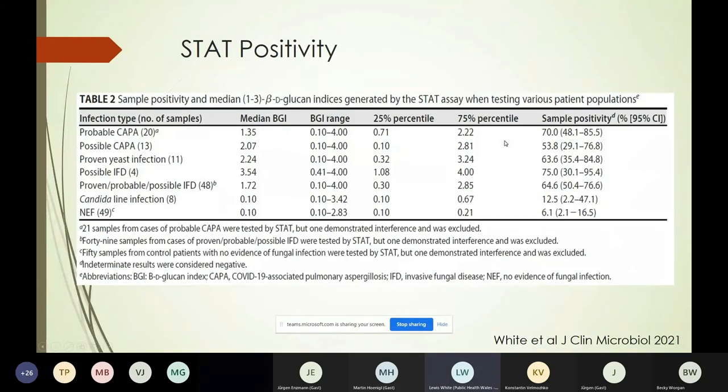STAT positivity rates were significantly greater in patients with defined fungal disease, such as probable or possible CAPA and yeast infections, compared to patients who had a Candida line infection, which can be a complication but is not necessarily an invasive fungal disease per se, and particularly greater than those with no evidence of fungal disease, where positivity was only 6%. So arguably, we're not generating a huge degree of false positivity in this case-control study. Median beta-D-glucan indexes were greater in patients with invasive fungal disease, as you'd expect, with significantly higher values than those with line infections or no evidence of fungal infection.